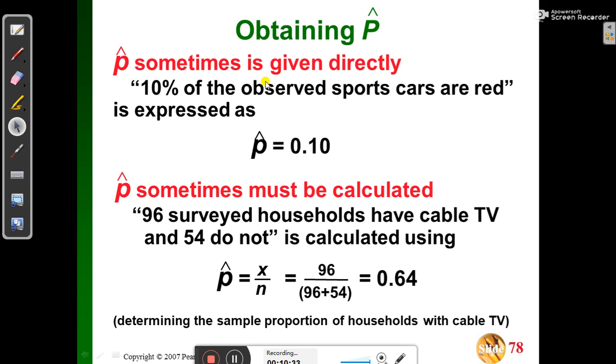So here again, obtaining the sample proportion: sometimes the sample proportion is given directly. For example, 10% of the observed sports cards are red. Then we can say the observed sports cards is 10%, meaning the sample proportion is 0.10. And sometimes we need to calculate the sample proportion. 96 surveyed households have cable TV and 54 don't. So our total observed households is 96 plus 54, and the households which have cable TV is 96. So our sample proportion is 0.64.